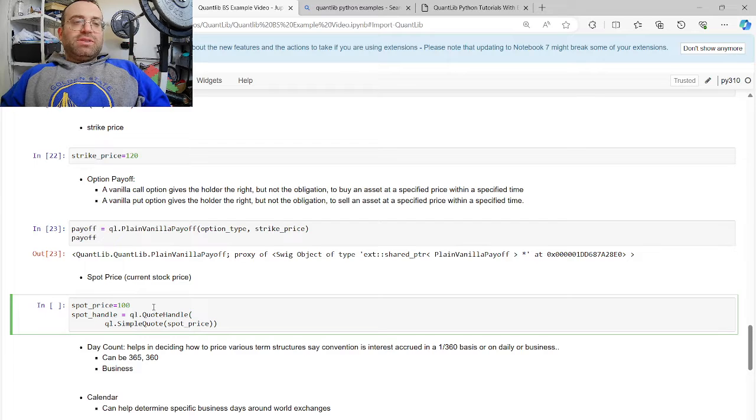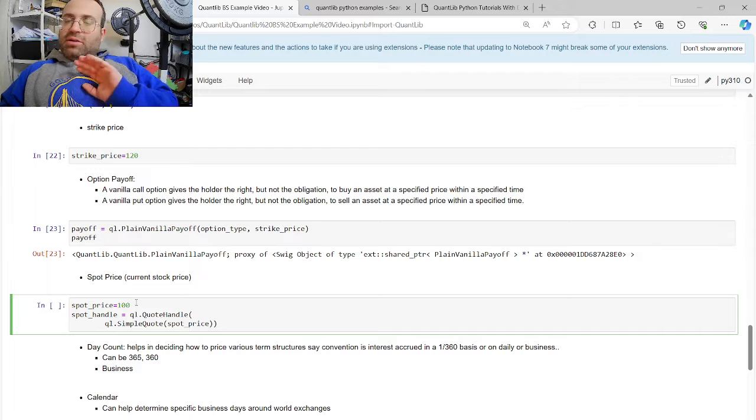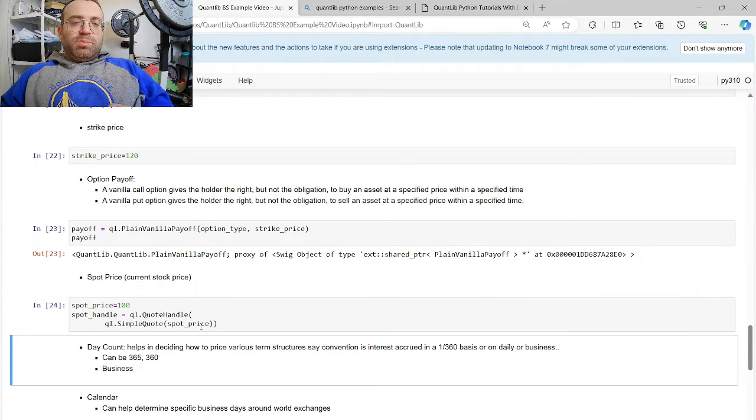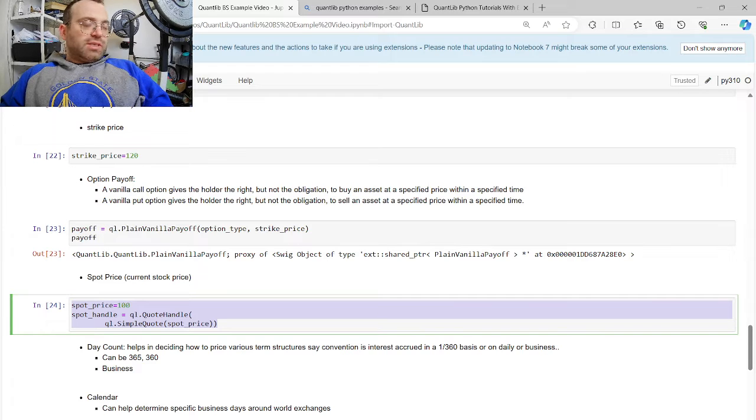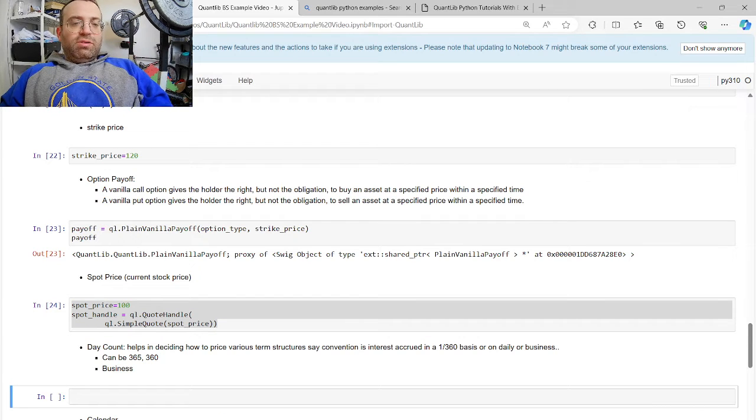And now this is where it gets interesting, because this is so general, sometimes you don't have just the current price, you could use a forward price. Let's forget about that. Just know that it's so general that you don't just write spot price. You have to do QL.QuoteHandle, and then you put in a simple quote, QL.SimpleQuote, spot price. That gives you the spot price. This is just saying current stock price 100. No fancy other things.